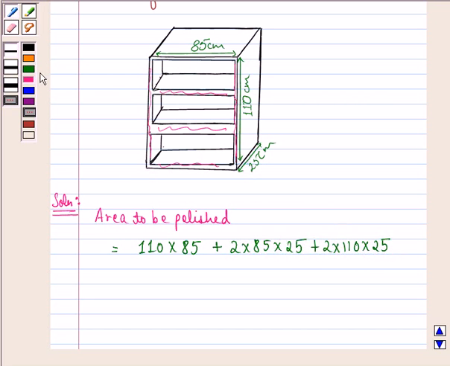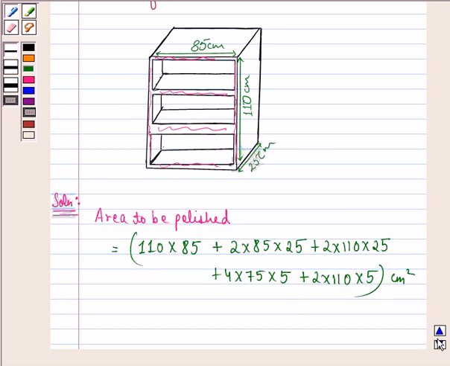Now we'll consider these portions, 1, 2, 3, 4. This is 4 times of. Now we see that thickness is 5. That means we'll consider 85 minus 5 minus 5 becomes the length of this portion. So the length of this portion is 75 and the breadth is 5, that is given to us. And since it is 4 times, that will be plus 4 into 75 into 5. And then finally these two portions, that will be twice of 110 into 5, in centimeter square. So the area to be polished is this.